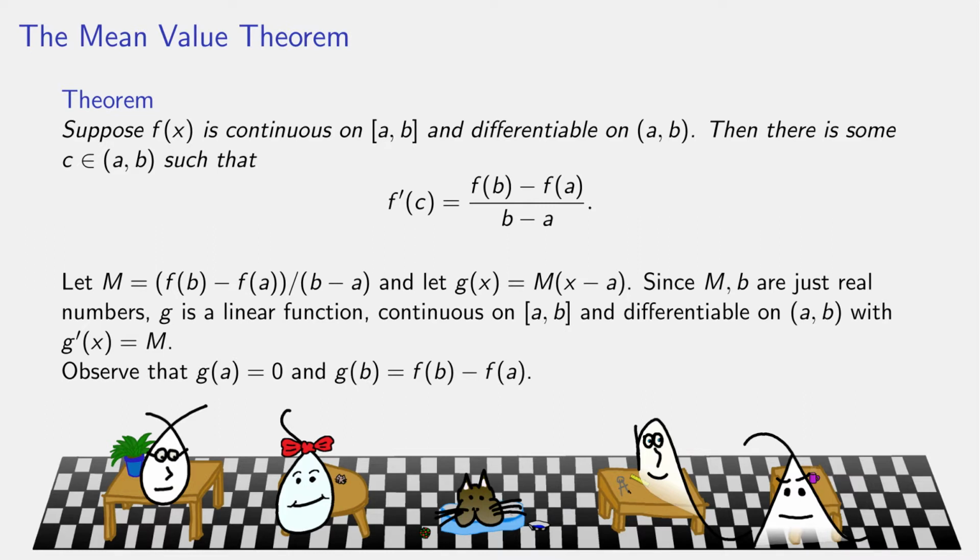Now g of a is 0, just plug it in, and g of b is exactly the same as f of b minus f of a. If you replace m with f of b minus f of a over b minus a, and then multiply it by b minus a, you'll recover exactly f of b minus f of a.